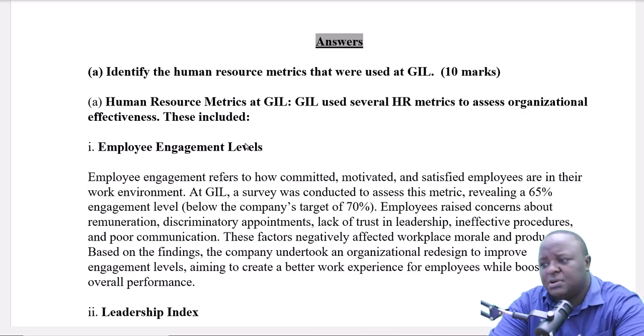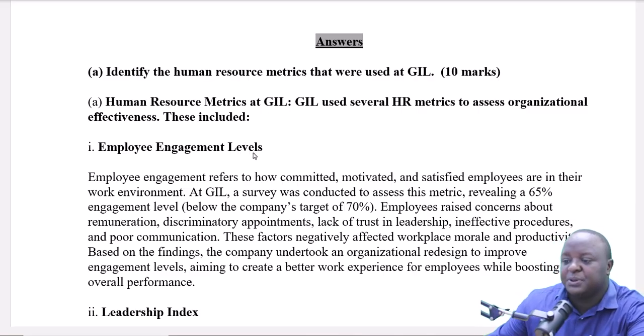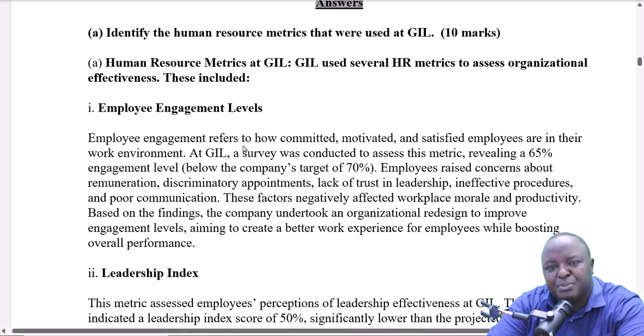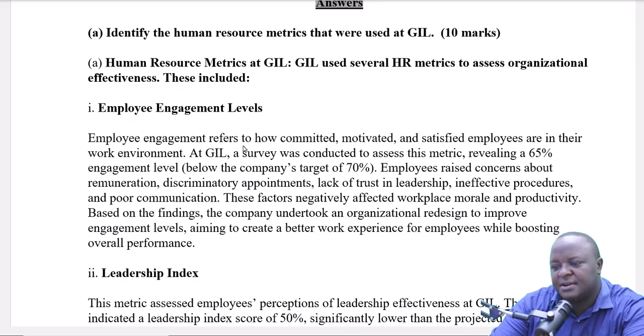Now, when you talk about the human resource metrics at GIL, GIL used several human resource metrics to assess organizational effectiveness. For example, number one, it used employee engagement levels. As we have been told, this refers to how committed, motivated, and satisfied employees are in their work environment.